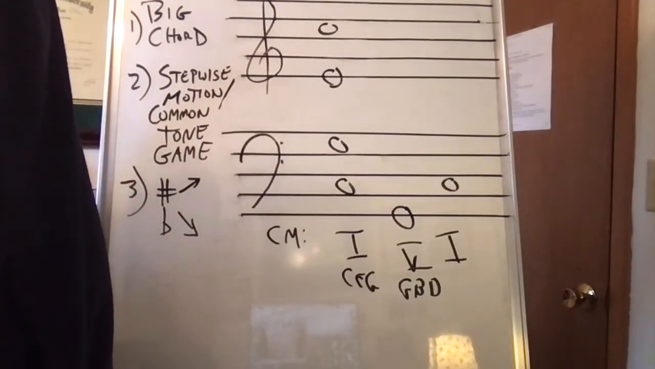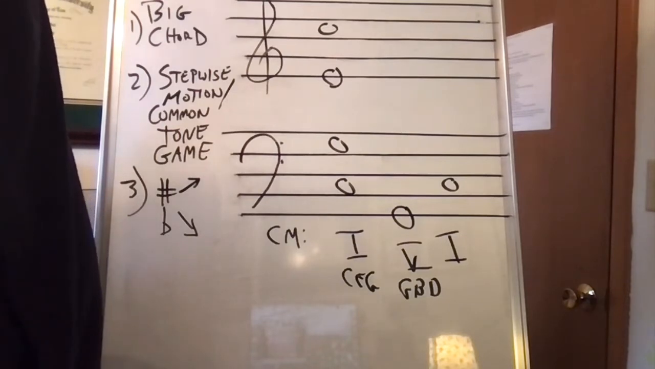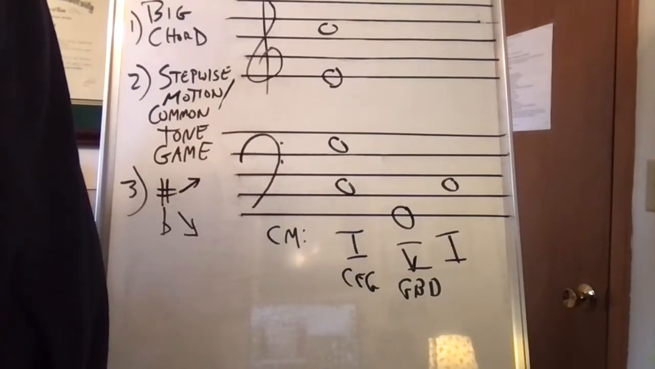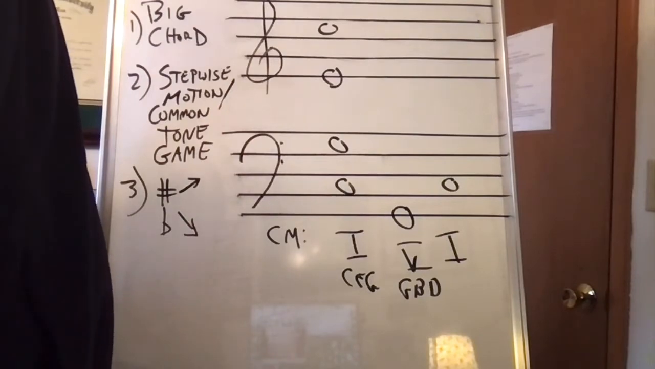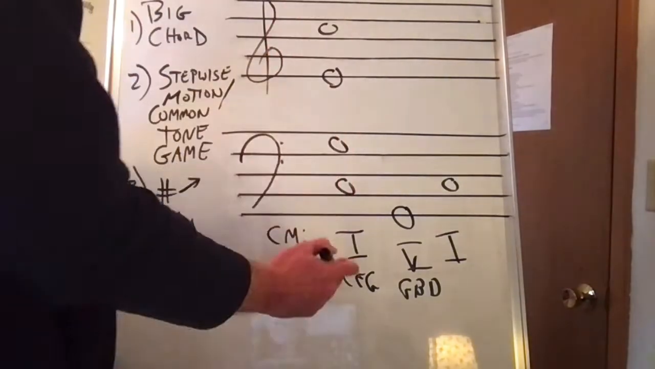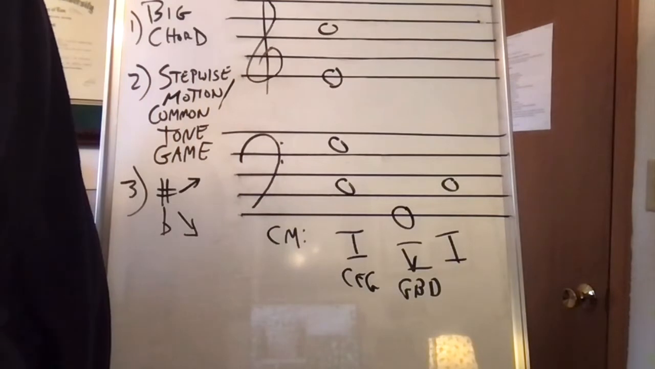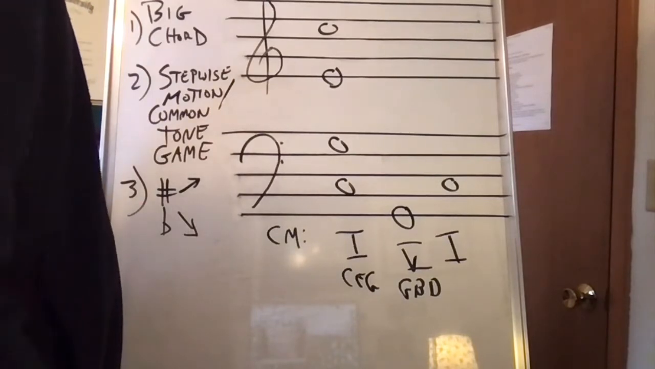So let's look at how a nice big open space chord can help us with our second principle, the stepwise motion common tone game. So here I have a 1-5-1 progression prepared. I've identified the notes as C, E, G in the 1 chord, and of course in the 5 chord we have G, B, and D. And so now let's actually play that stepwise motion and common tone game.